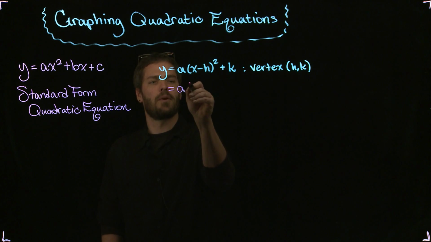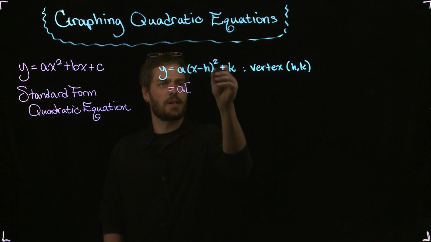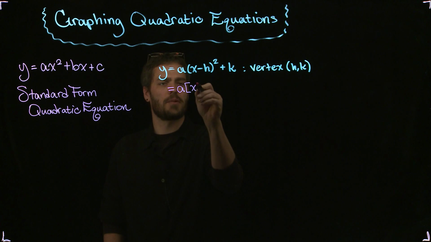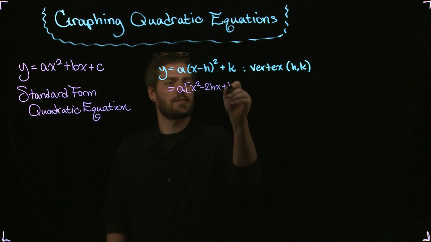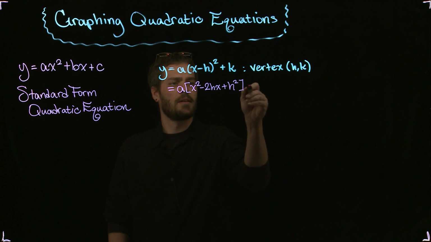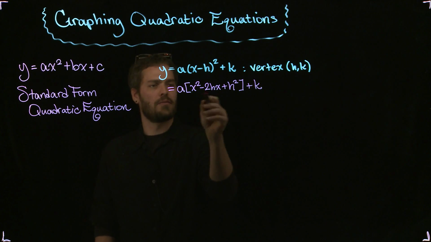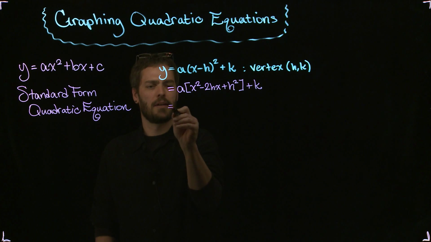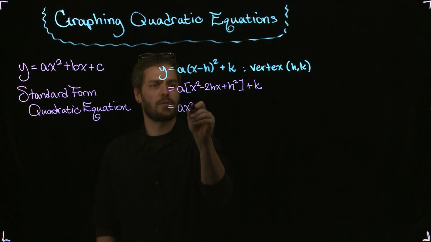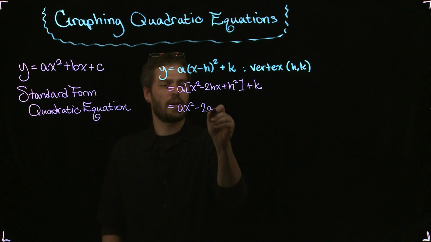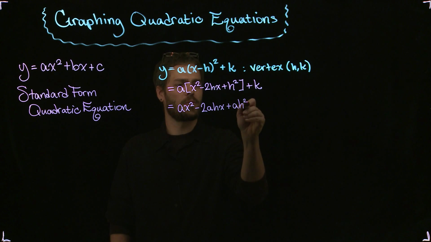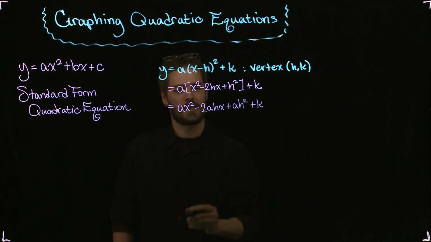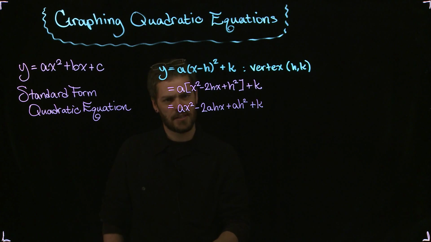This would give me y equals a times the (x minus h) quantity squared. After I square it, it becomes x squared minus 2hx plus h squared. And I still have the plus k. You can verify that for yourself, take the steps to do it. This then becomes ax squared minus 2ahx plus ah squared plus k.